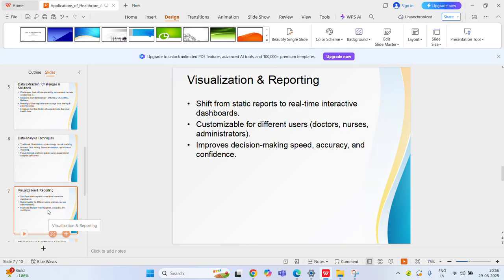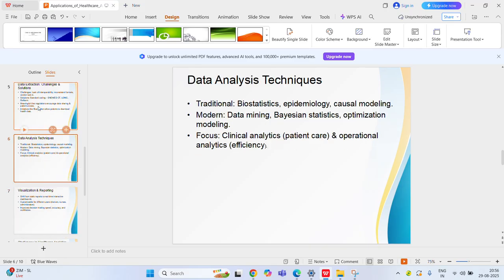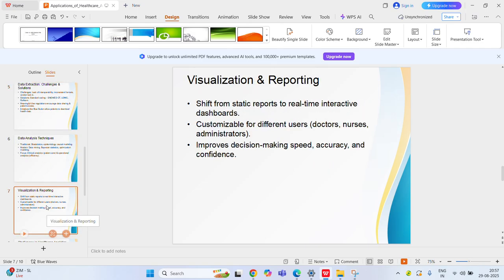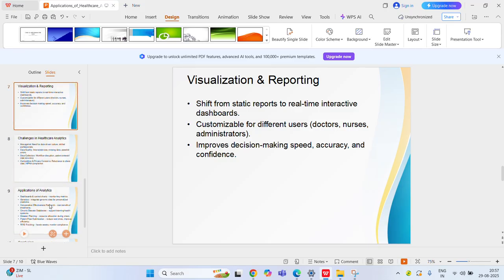After that, we have the next slide, which is, let me see, data analysis techniques. Just one second, guys.